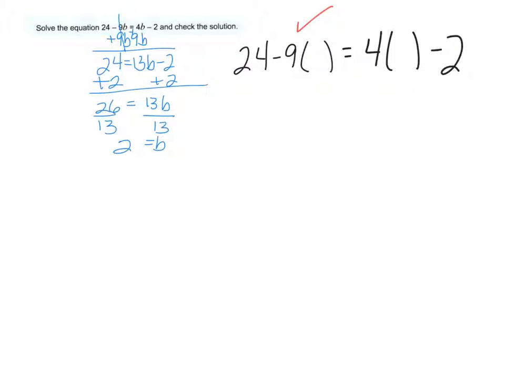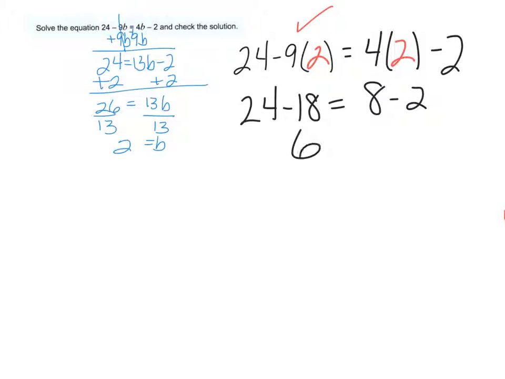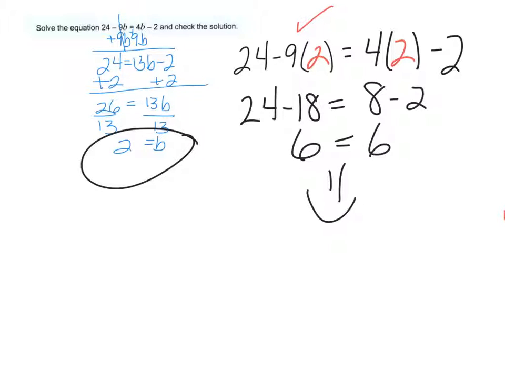We check the equation by replacing b with 2. And I have 24 minus 9 times 2 is 18. And 4 times 2 is 8. 24 minus 18 is 6, and so is 8 minus 2. I like it. 2 is a good answer.